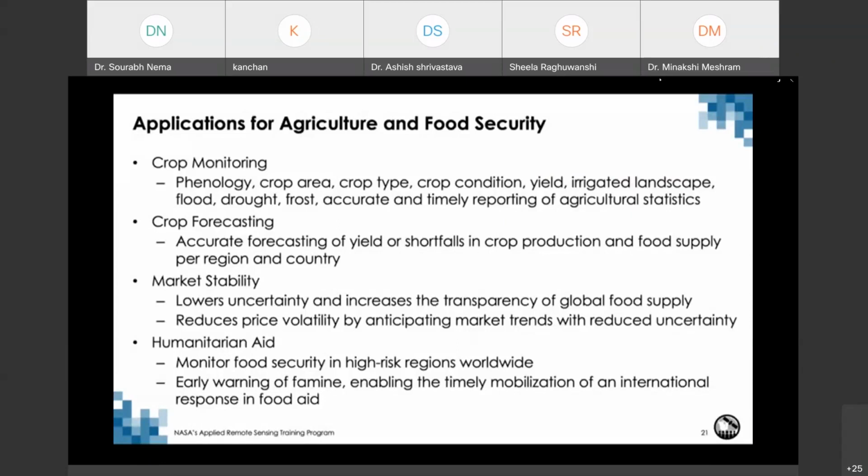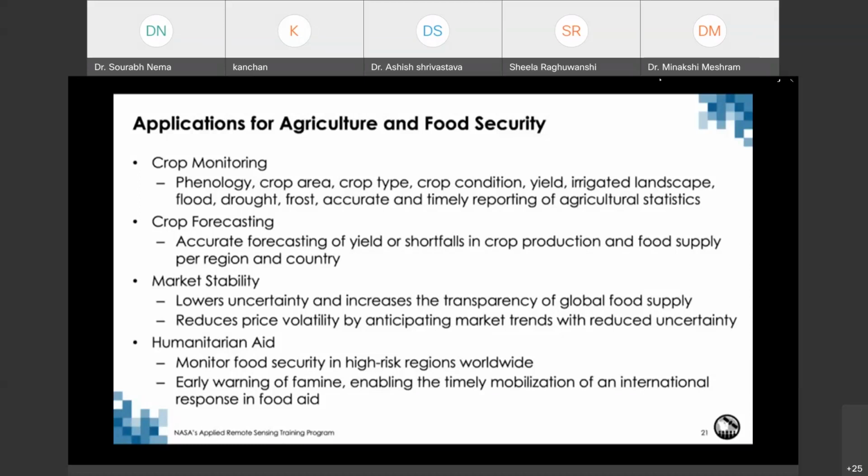Crop forecasting, which is the accurate forecasting of yield or shortfalls in crop production and food supply per region and per country. Another application is for market stability. Remote sensing can be used to lower uncertainties and increase the transparency of global food supply. It also reduces price volatility by anticipating market trends with reduced uncertainty.